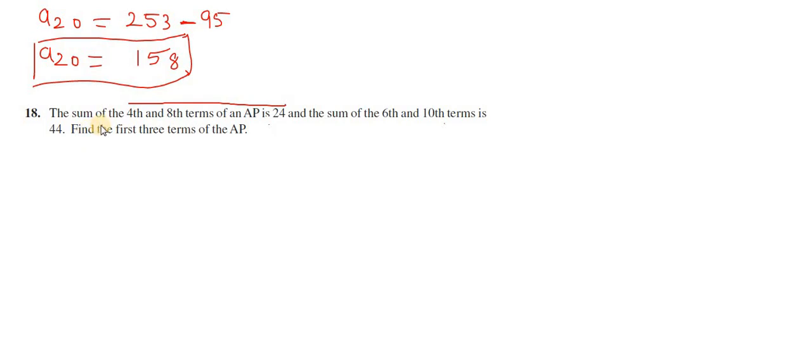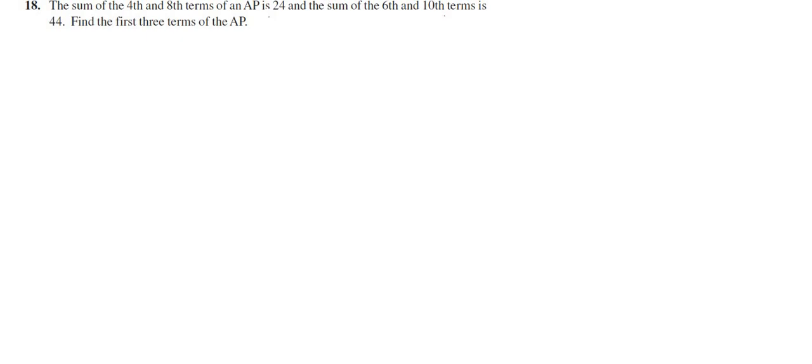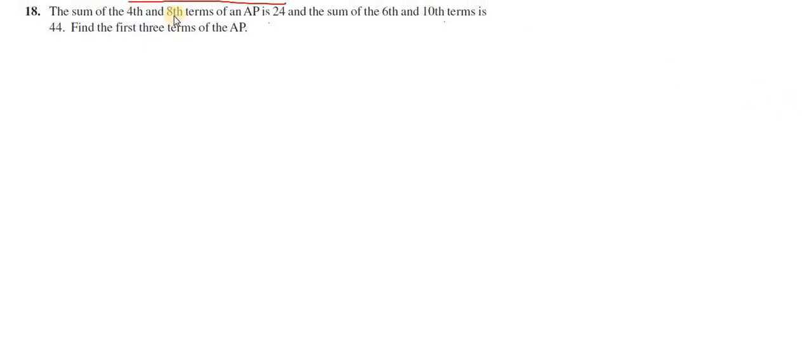Okay, here we need to find the first three terms. The sum of the fourth term and the eighth term of an AP is 24, and the sum of the sixth term and the 10th term is 44. To find the first three terms, if you know the first term a and the common difference d, it is very easy to find. But they didn't give any first term or common difference. So we need to find the first term and the common difference. Okay, how to find that?